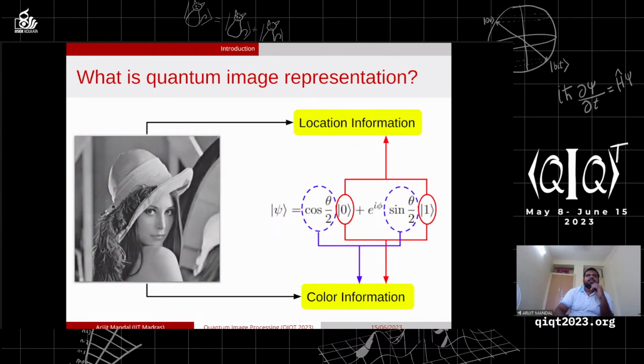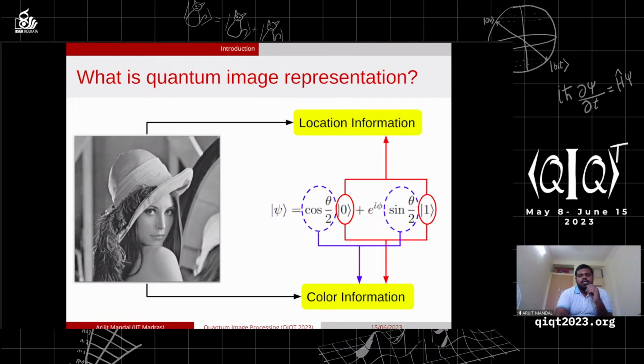Let's first start with what quantum image representation is. Quantum image representation is the representation of an image on a quantum state. An image consists of pixels, and a pixel has two parts: one is location information, and the other is color information. Representing or encoding both of these parts properly on a quantum state is quantum image representation.